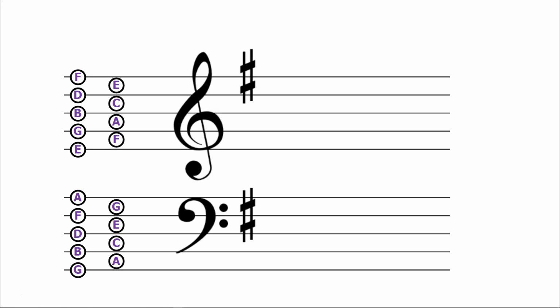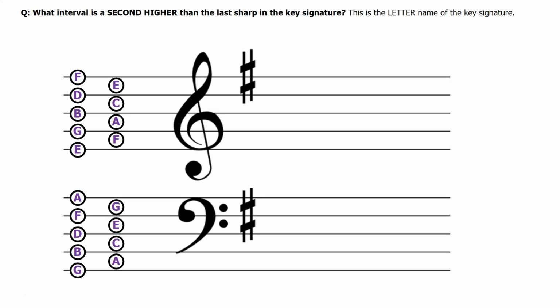Okay, in this key signature we can see one sharp. The first of two questions that we need to ask ourselves is, what letter is a second higher than the last sharp in the key signature? Once we find that letter, it will be the name of the key signature. Okay, here comes that tough question. Where's the last sharp?